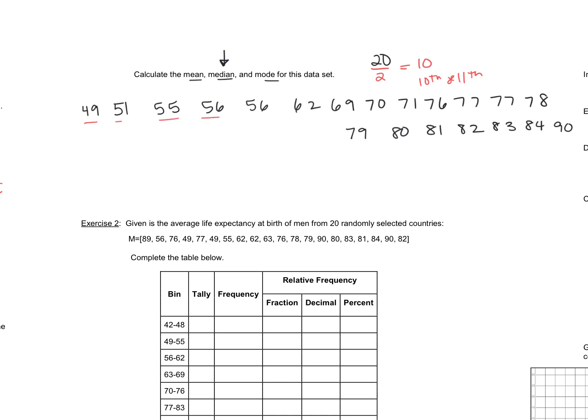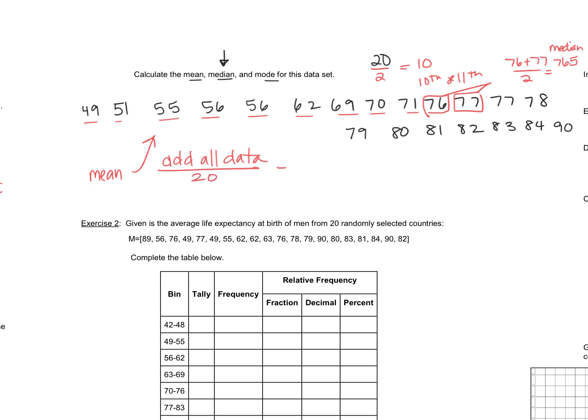So we have 1, 2, 3, 4, 5, 6, 7, 8, 9, 10, and 11. Those are our 2 data points. We add those together and then divide by 2. We're finding the average of those 2, which puts us at 76.5. So that would be our median. In order to find the mean, we're just adding up all those data points. So add all the data, and then divide by the total number, which would be 20. When you do that, you should get 71.3.